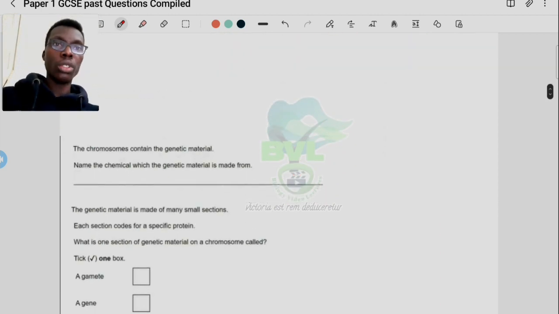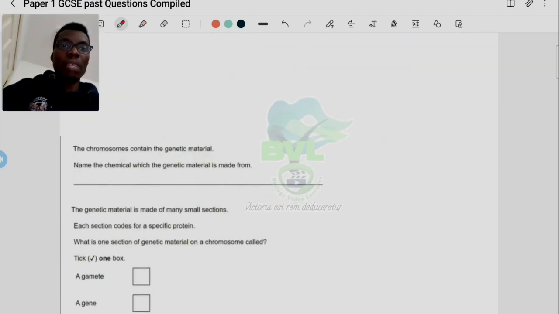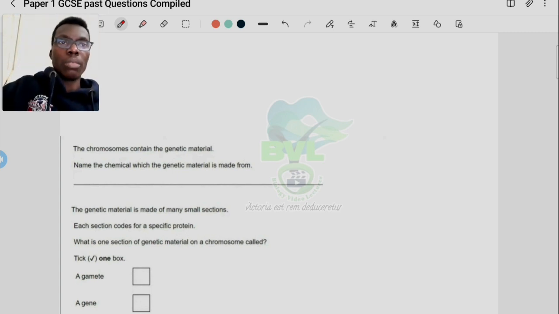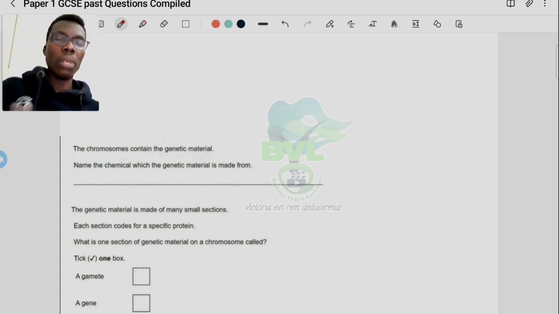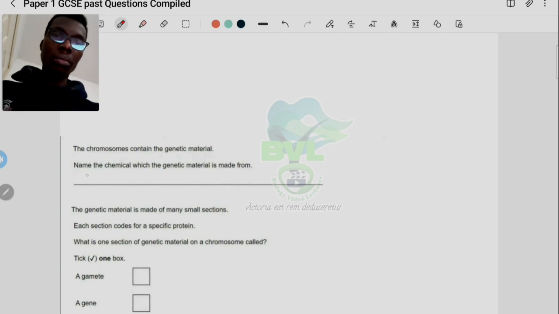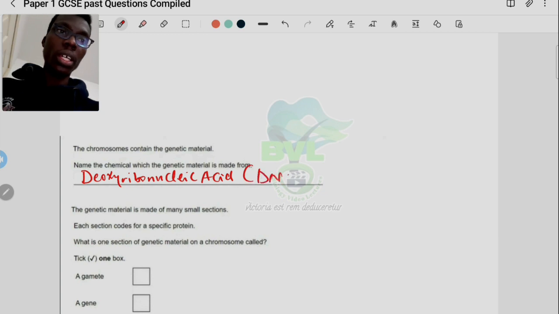Now it says here the chromosome contains genetic material. Name the chemical which the genetic material is made from. That is deoxyribonucleic acid, for short, DNA. If you write DNA for short, I think it's okay.